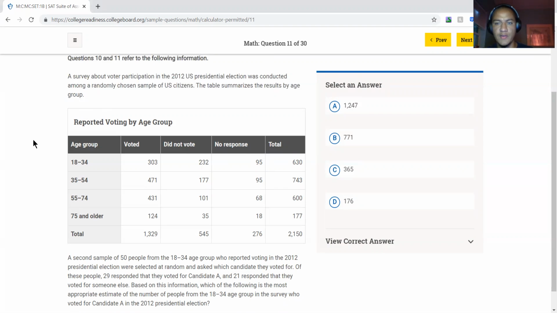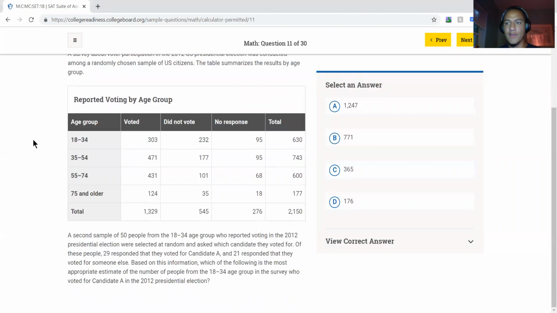You don't have to reread this. I could save you time. And that's at least one question where you can go double check. So that's like an extra 20 points on your SAT score. A second sample of 50 people. Okay, so I already know this is going to ask me for a proportion because they are using smaller numbers.